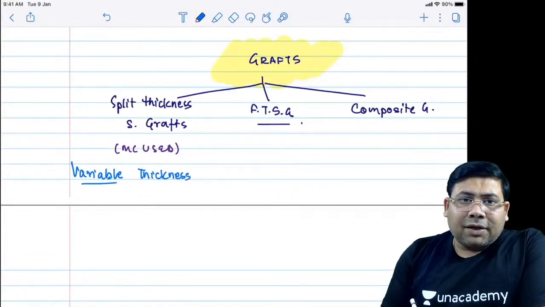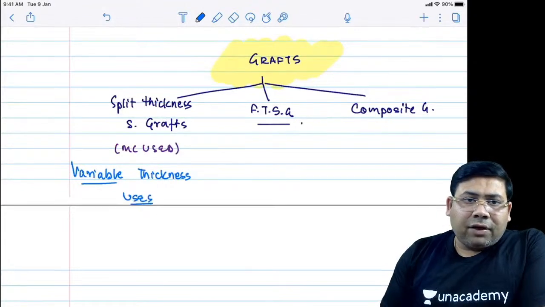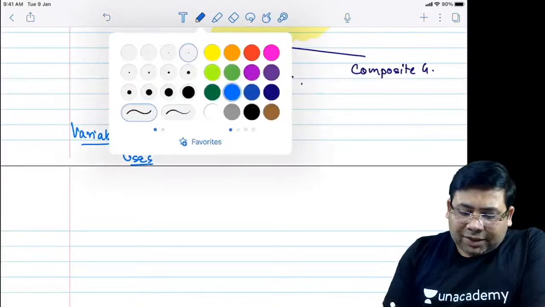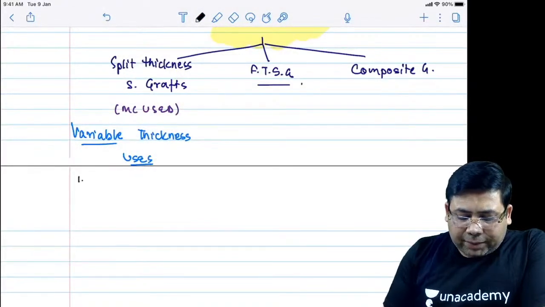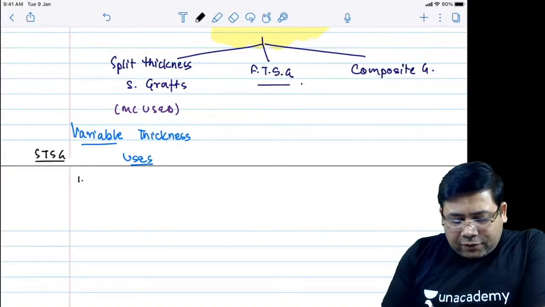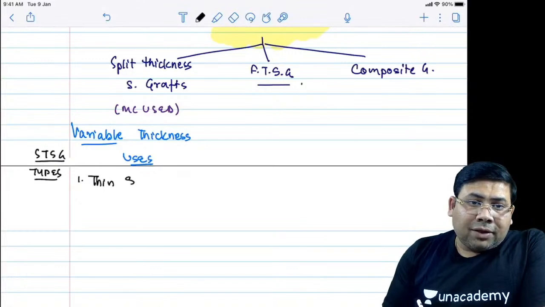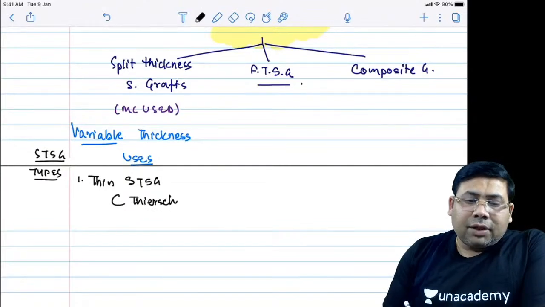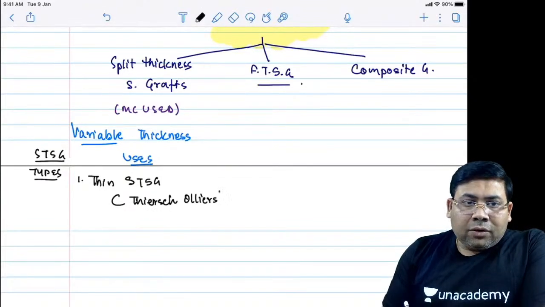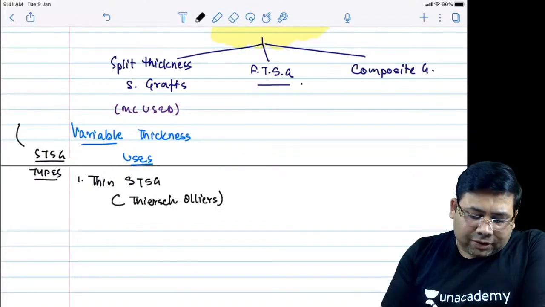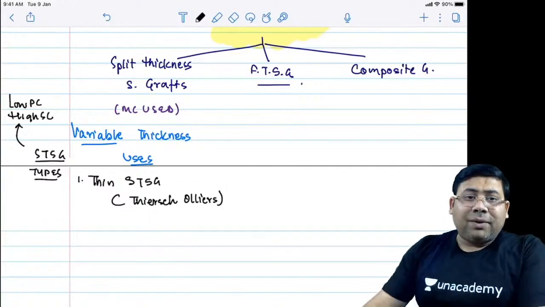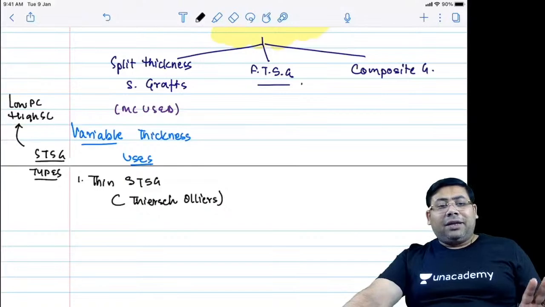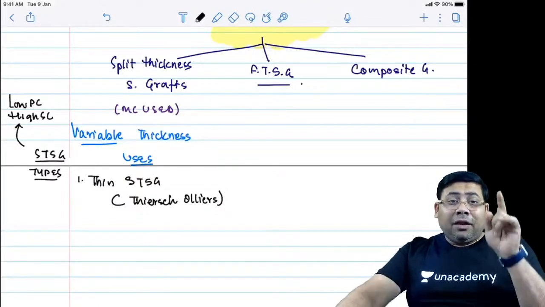Now when we talk about variable thickness, this is very important. The split thickness skin graft is further of 3 types, STSGs. We have a thin variety, thin STSG. This is also known as Thiersch's, Thiersch-Ollier graft. Split thickness skin grafts have low primary contraction, but they have high secondary contraction. Now you will be saying, sir, 5 minutes before you were saying any graft with a high secondary contraction is undesirable. Why do we use it?